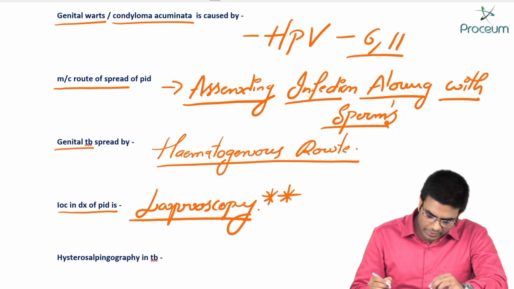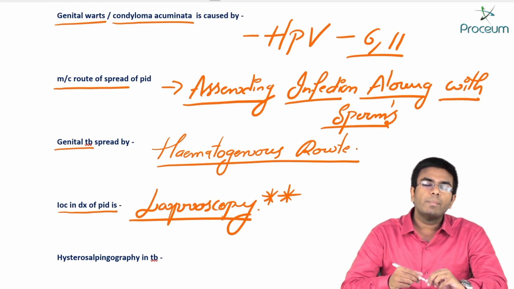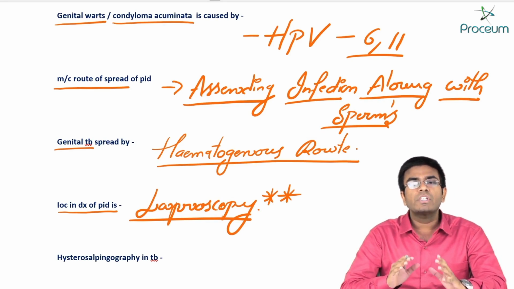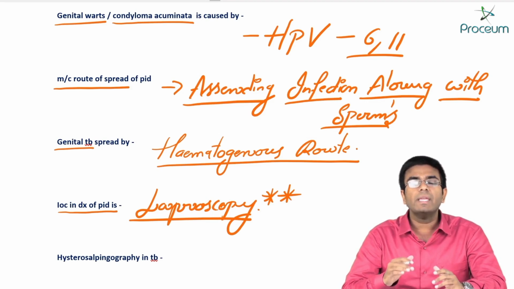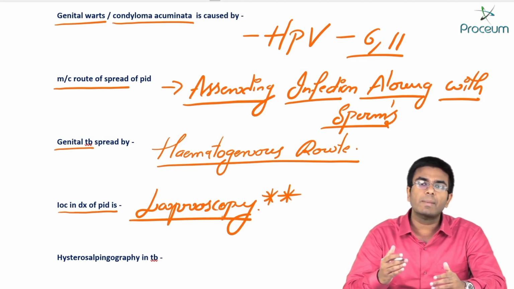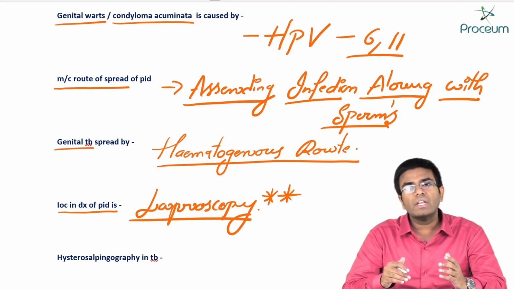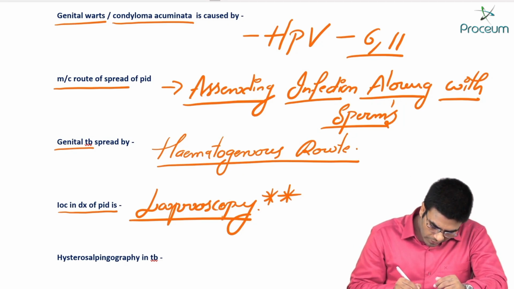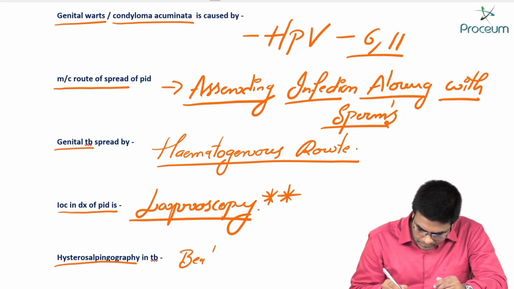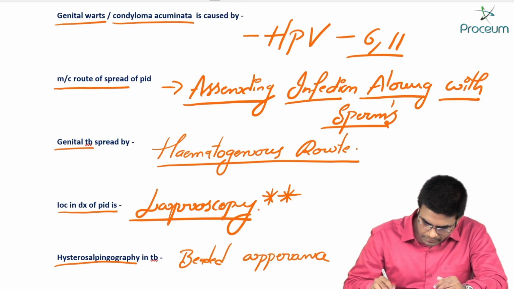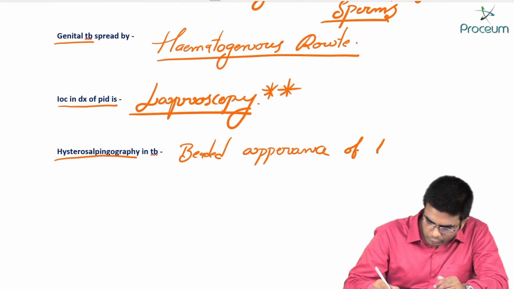Now, hysterosalpingography in TB. Guys, usually if the patient is having genital TB, then we won't do hysterosalpingography. Hysterosalpingography is contraindicated in genital TB. But by mistake, without knowing that the patient is having genital TB, if someone performs this hysterosalpingography, then what kind of appearances we will see? Now, upon doing hysterosalpingography, we will see beaded appearance of tubes.